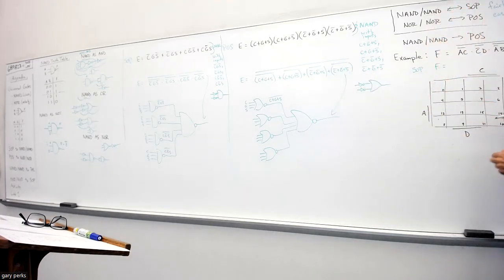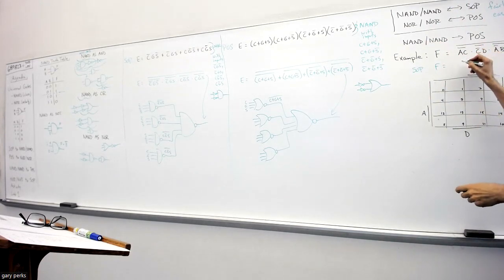So like I just mentioned a moment ago, when you go from NAND to SOP, you're just taking the terms and ORing them together. So we're going to take AC, OR it with not CD, OR it with not A, B, not C. So again, you effectively are getting rid of the knots up top and just changing these ands to ors, and that gives you the SOP.